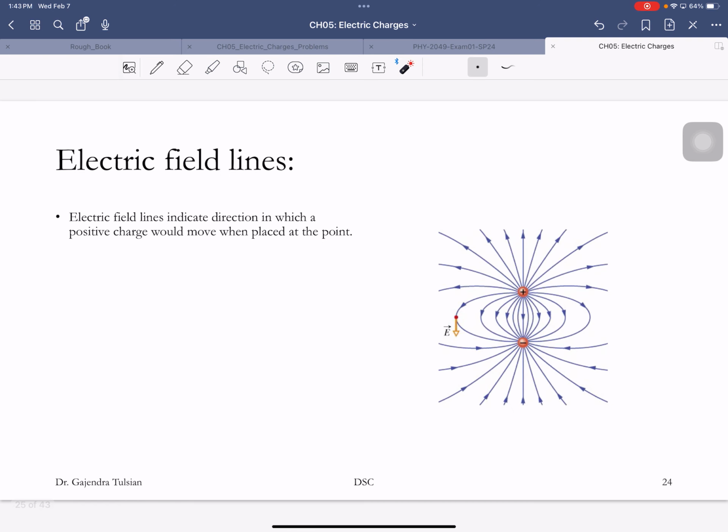So here's a cross-sectional view. There is a dipole, equal and opposite charges. And this is how the field lines look, and this is what you'll plot in lab.